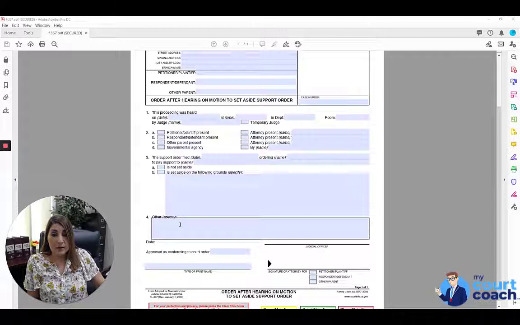And then for field number 4, other, that's our catch-all. If there's any other orders that the court made, you would list them here.